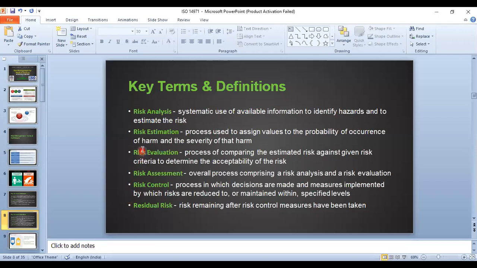So then coming to the next definition, a risk estimation. It is a process used to assign values to the probability of occurrence of harm and the severity of that harm.